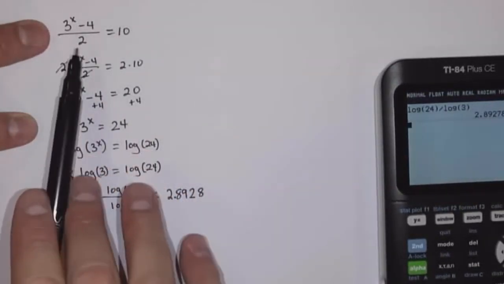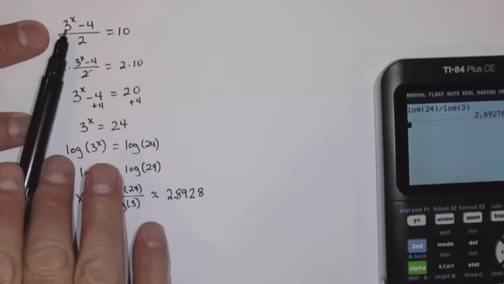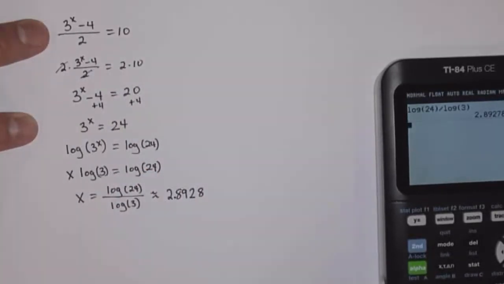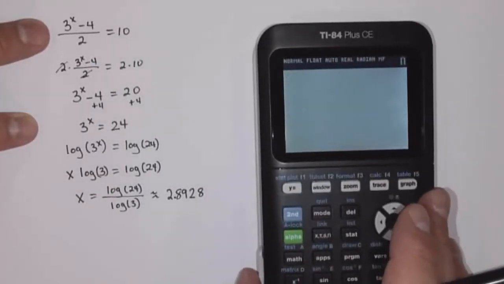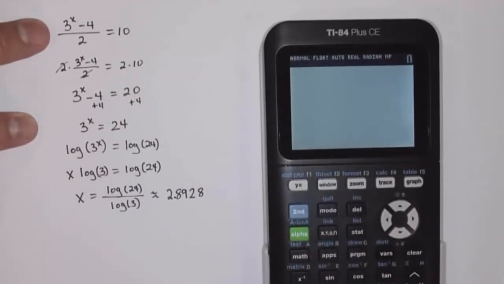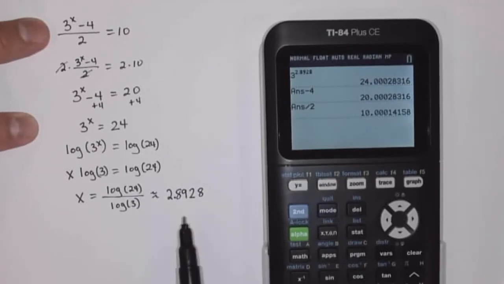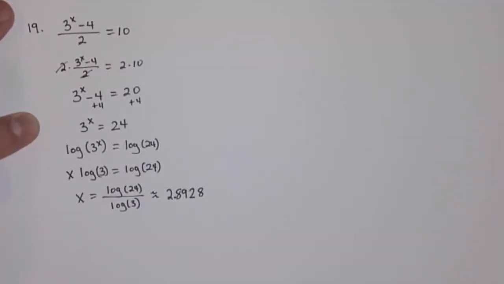So if I take 3 and raise it to the 2.8928 power, subtract 4 and divide by 2, that result will be 10. And just for the heck of it, let's verify that. If I take 3 and raise it to the 2.8928 power, that is about 24. So if I take 24 minus 4, that's about 20. And if I take that and divide by 2, that's about 10. Again, this is approximately the answer that we get.